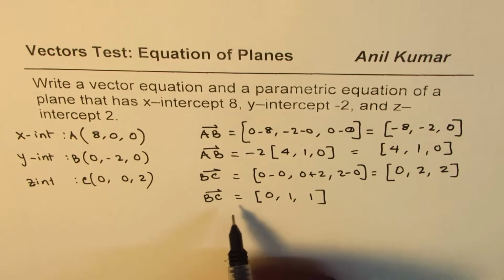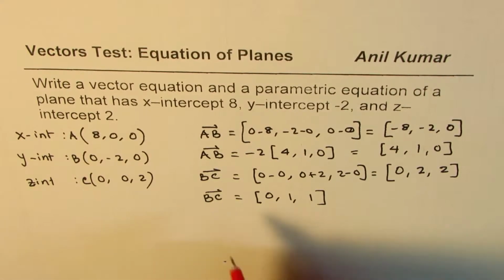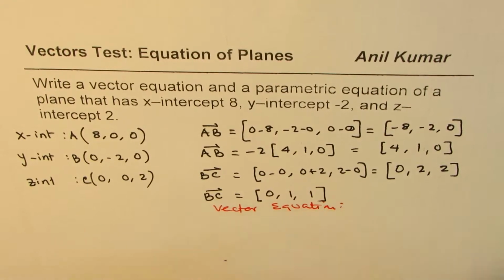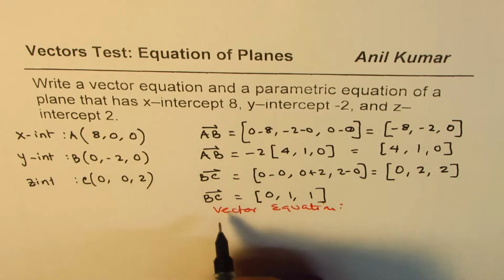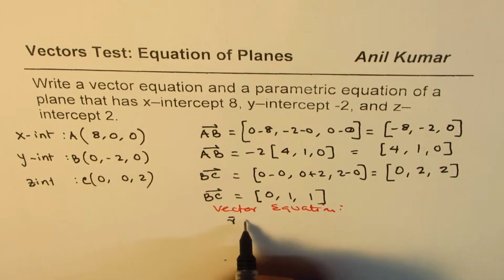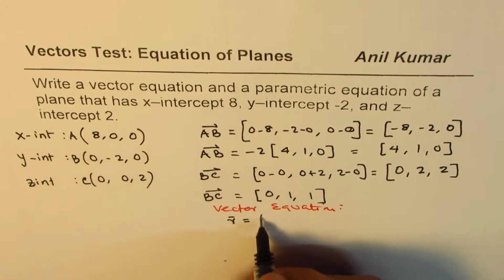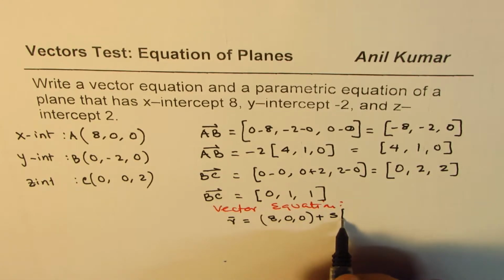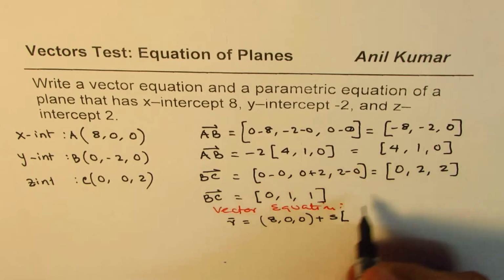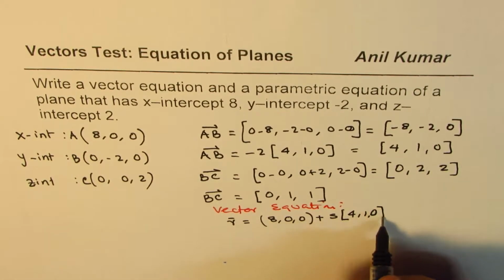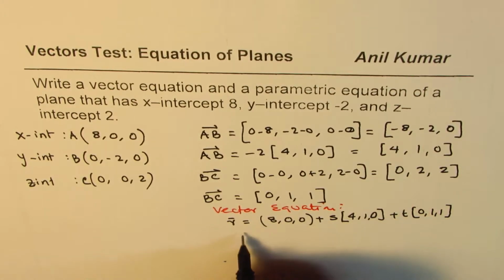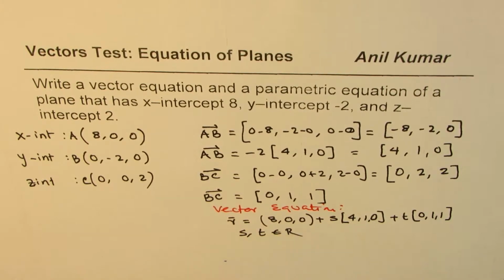Now based on this, you can write the vector equation. So let's write down the vector equation now. The vector equation of this plane could be written as r equals, take any point, let's take the x-intercept as one of the points, (8, 0, 0), plus s times this direction, which is (4, 1, 0), plus t times the other direction, which is (0, 1, 1), where s and t belong to the set of real numbers. So that becomes the vector equation.